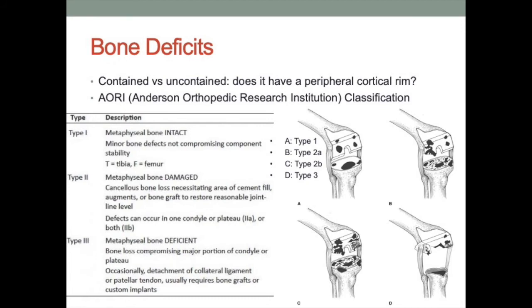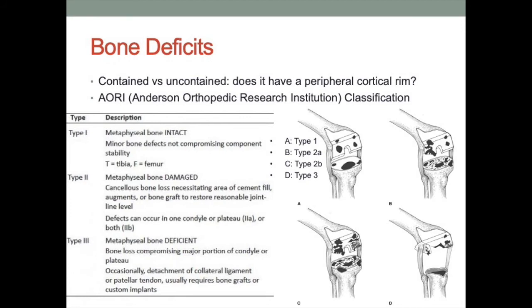So first thing you want to look at for your bony deficit is it contained or uncontained? So contained basically means, if you picture a cube, only one of the sides is open and everything else is closed. Uncontained means at least two of those sides are open, where if you were to fill it with cement, if it's contained, you can fill it up right to the top of that cube, no big deal. But if it's uncontained, it means you're dumping cement in and then it's coming right out some other wall. So does it have a peripheral cortical rim intact?